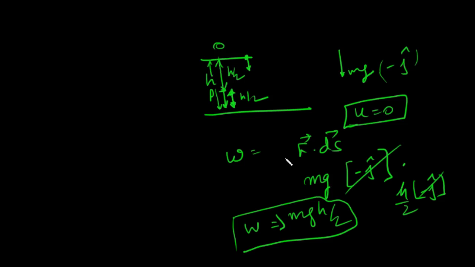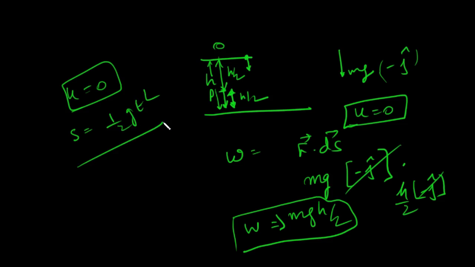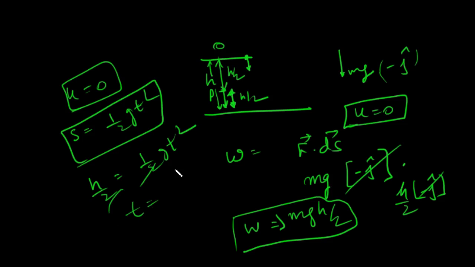So now what I want to emphasize is, we can view this work done in another form also. You see, since the initial velocity is 0, the displacement in the second equation of motion was half gt square, right? Because s will be minus, g will be minus, minus will cancel out, so it will be plus. So h over 2 equals half gt square. So what is t over here? T is root h over g, right?